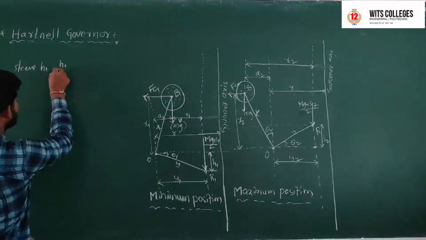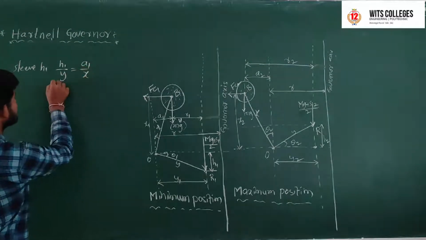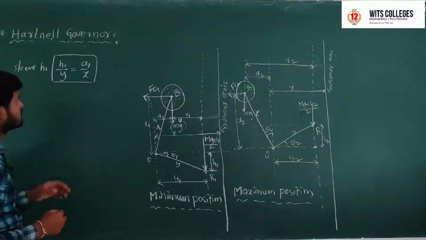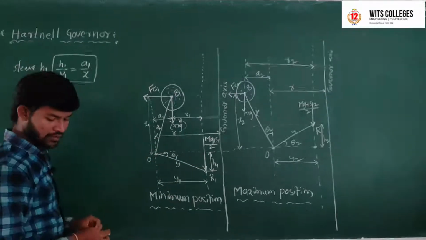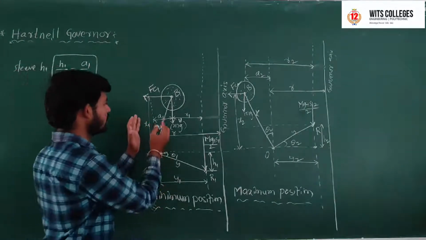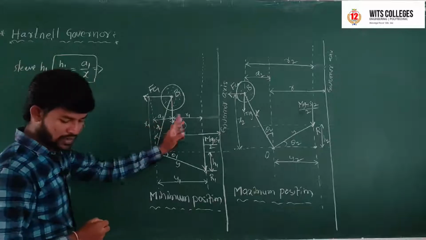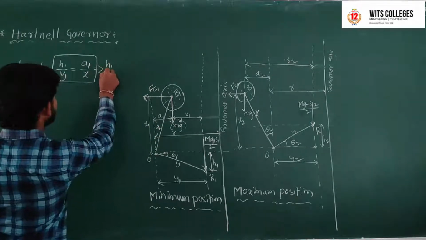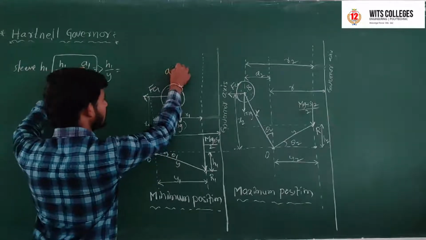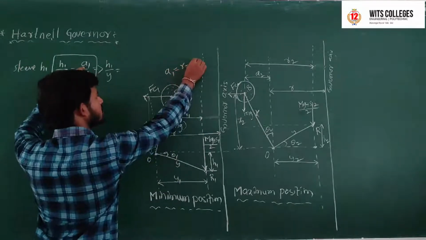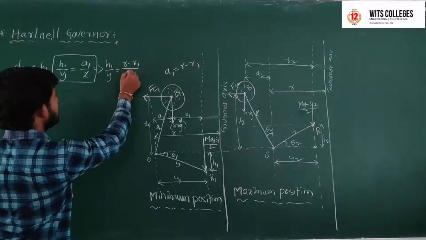Here h1 by y is equal to a1 by x. Here h1 is the height of the sleeve, so h1 by y equals a1 by x. Now we need a1. Here a1 is nothing but r minus r1. So in place of a1 we write r minus r1, giving h1 by y is equal to (r minus r1) by x.